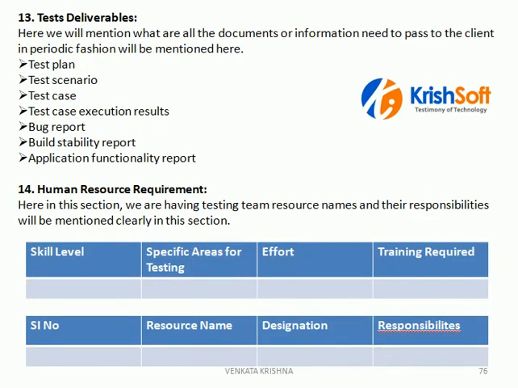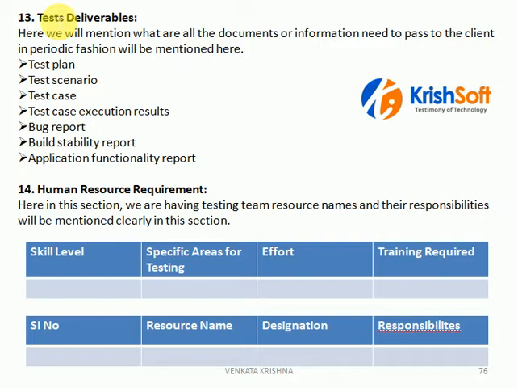Coming to the next, test deliverables, the 13th section. What are all the various deliverables we are going to give to the client in the testing life cycle? First is the test plan, test scenarios, test cases, test case execution results, bug reports, build stability reports, and application functionality reports. Whatever we are giving to the client as an output is a deliverable. Those are nothing but the deliverables we are going to give to the client.